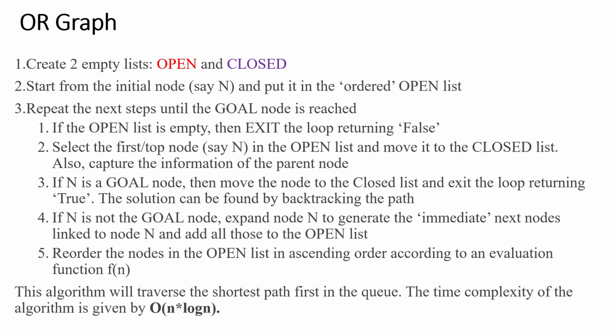Check whether the open list is empty. Before selecting a node, check whether open contains any node. If open equals empty, return false. If open becomes empty, it means there are no more nodes to explore and the goal cannot be reached.